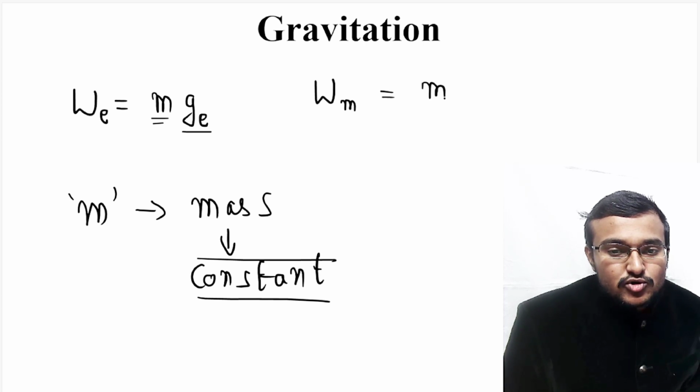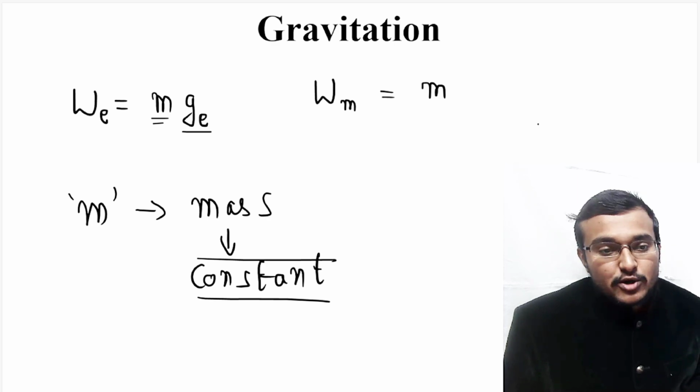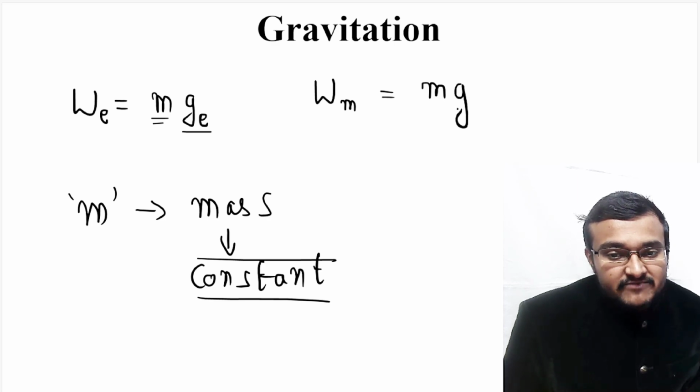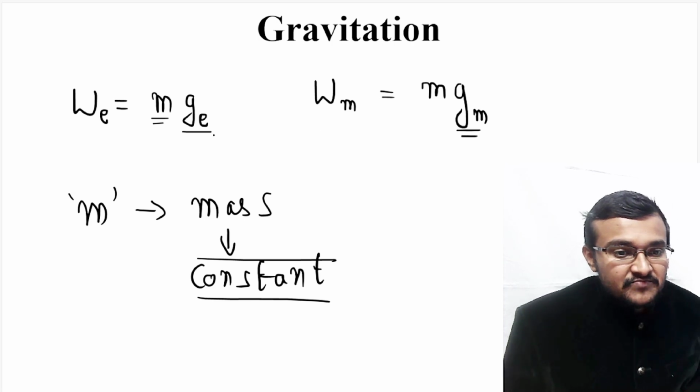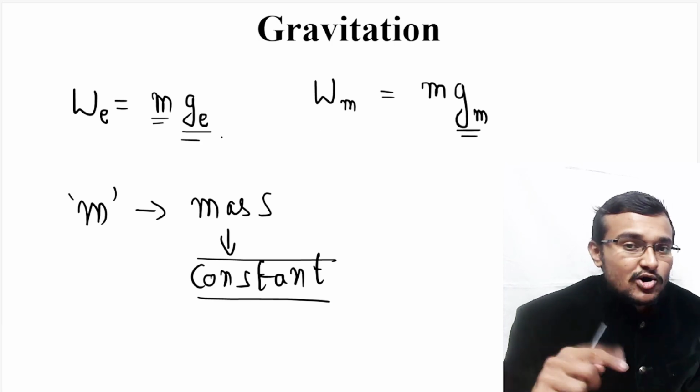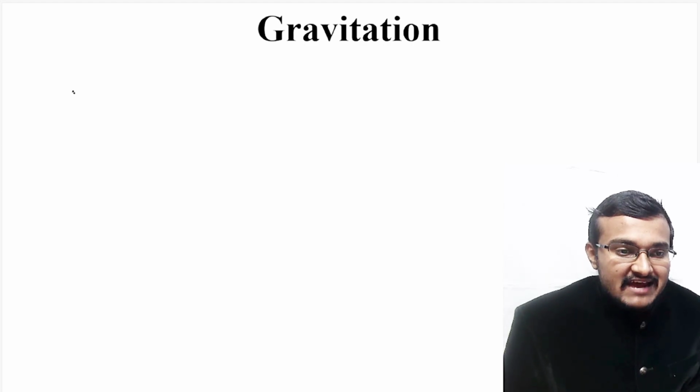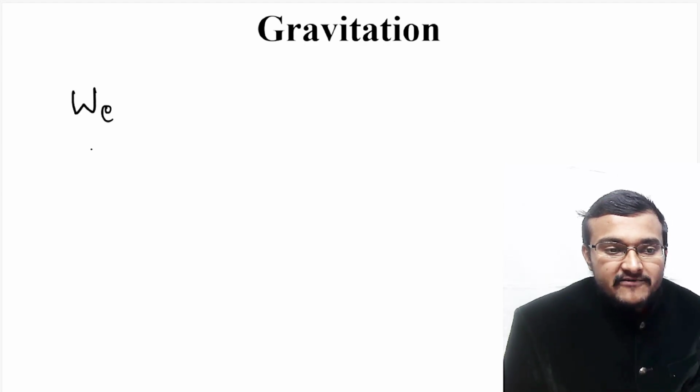And on the Moon also, mass is the same. So I am just taking m, the mass of this particular object. In place of the acceleration due to gravity, I will take g_M. So g_M is the acceleration due to gravity on the Moon's surface, and g_E is the acceleration due to gravity on Earth's surface. Here the gravitational force of Earth gives the weight of this particular object, that is W_E.